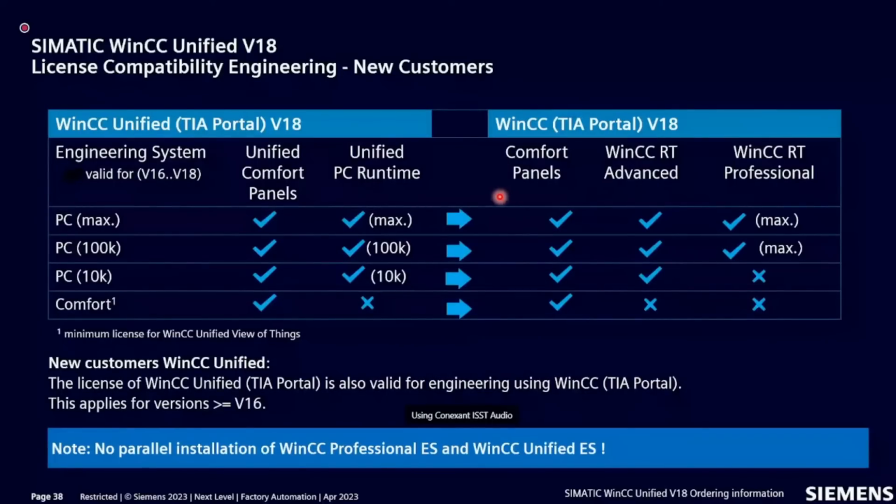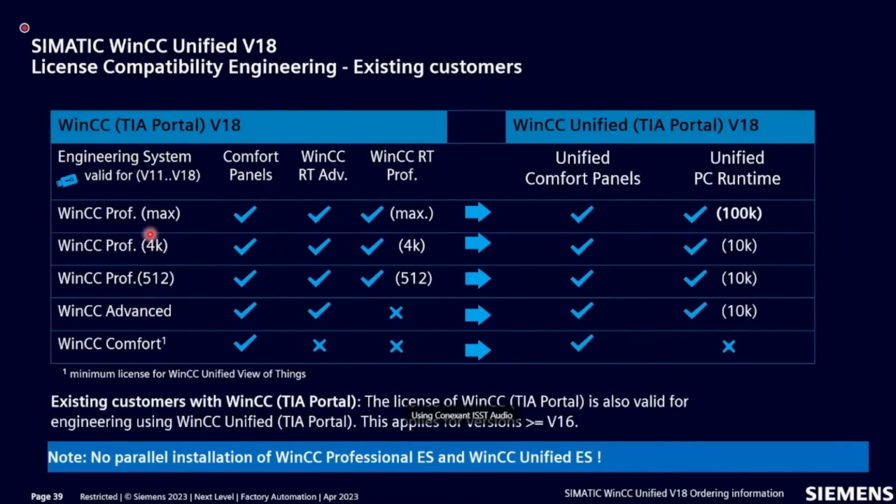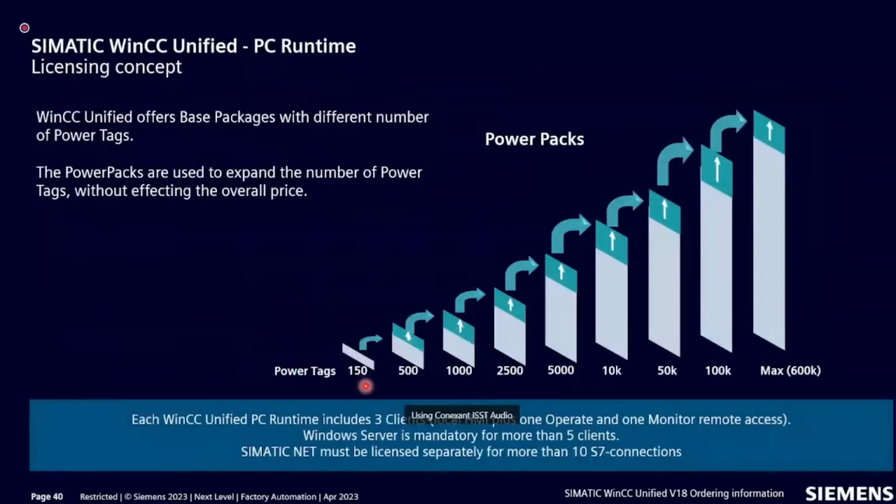They do not require any additional packages. For example, if they already have the engineering package for unified, the same can be utilized for the unified comfort panel runtime, comfort panel advanced and professional. And second, if the customer already has the professional version available, then using the same professional version they can do the engineering for the unified comfort panel as well as the unified PC runtime. The smallest package is 150 tags, and it can go up to a maximum of 600. Power tags are also available, and power packs are there if the customer wants to move from the smallest to the next available licensing.